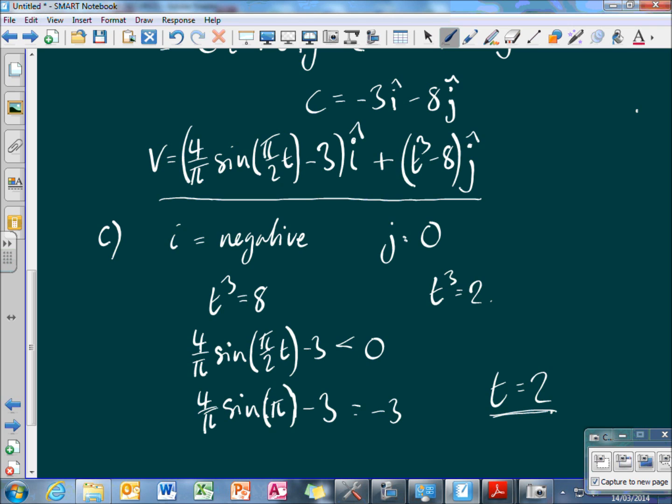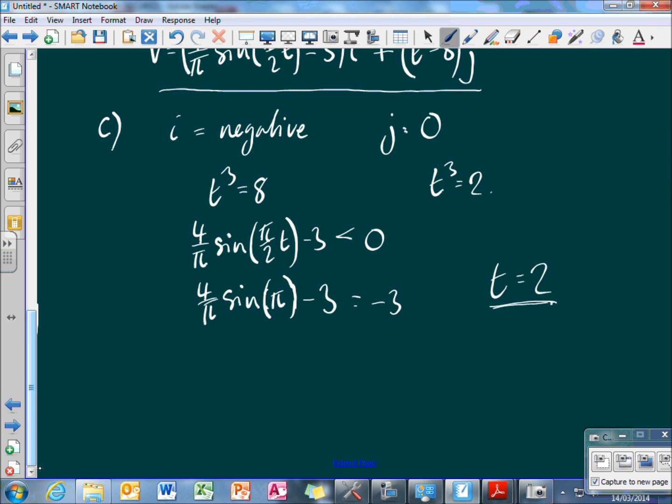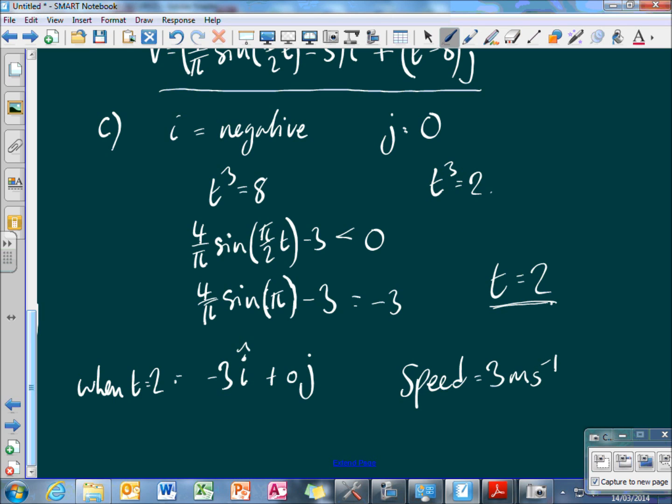Find the speed of the particle when it's moving due west. Well, the i component, we just worked it out, is minus 3. So when t equals 2, that's when it's going due west, and we've got minus 3i plus 0j. So what's the speed? It's the magnitude. You don't need the minus, it's just the magnitude, 3 meters per second. Okay?